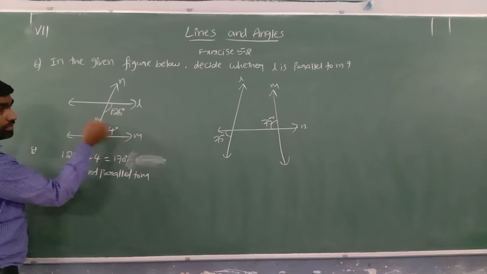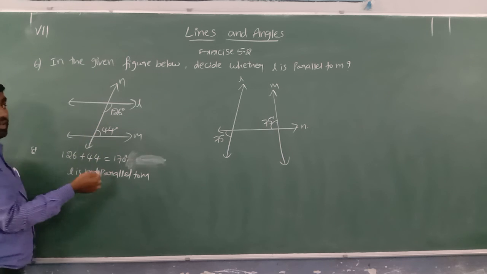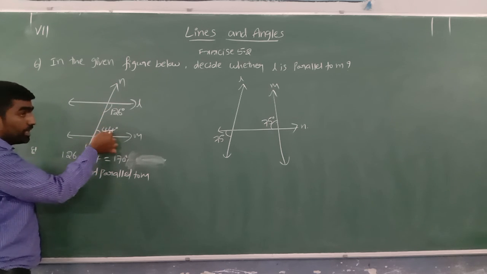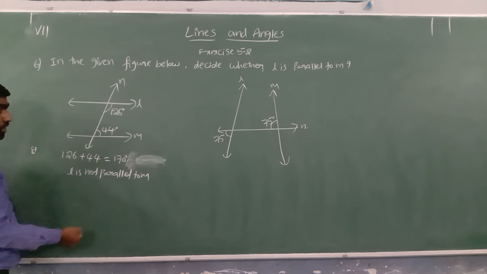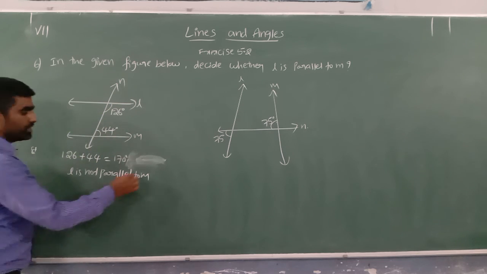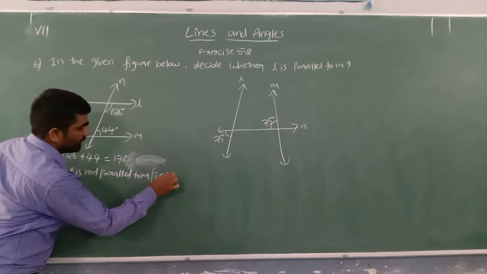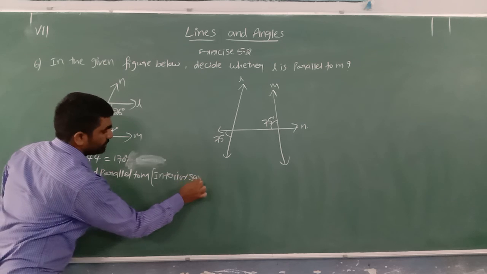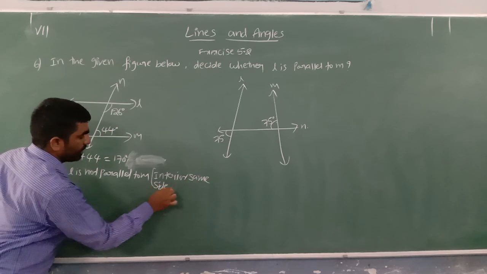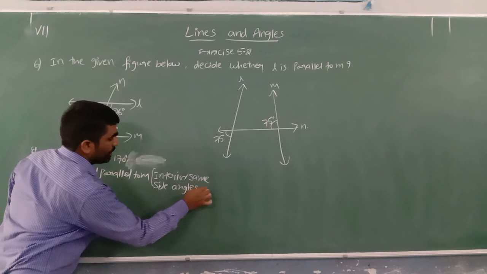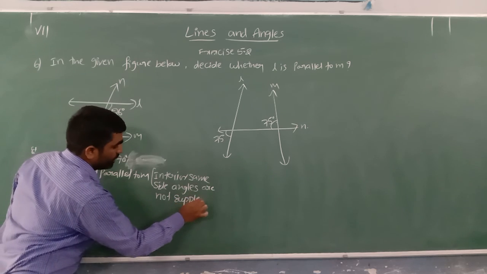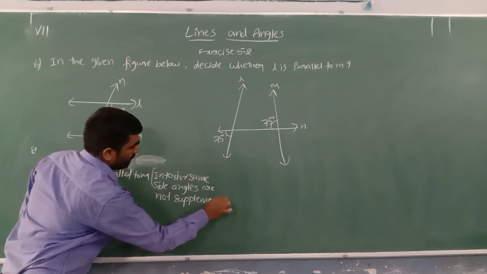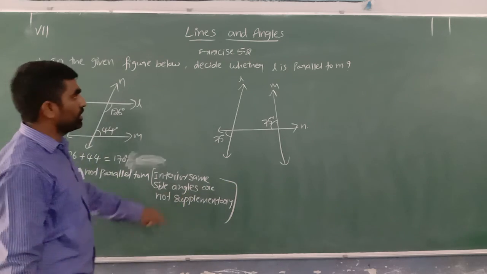Sir, why are they not parallel? As I told you, co-interior angles are always supplementary. By adding interior same side angles we should get exactly 180. Then only we can say that both are parallel. Here I am not getting 180. So what can we conclude now? Both the lines are not parallel. The reason is interior same side angles are not supplementary.